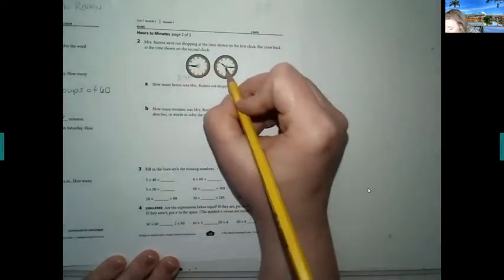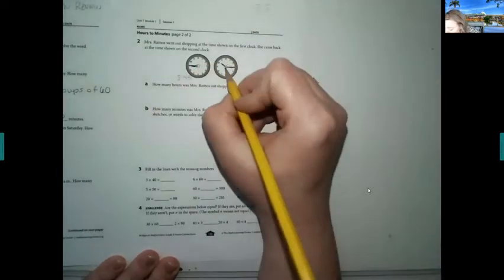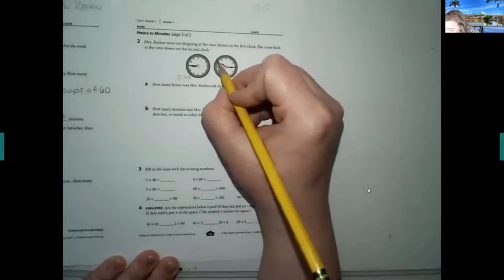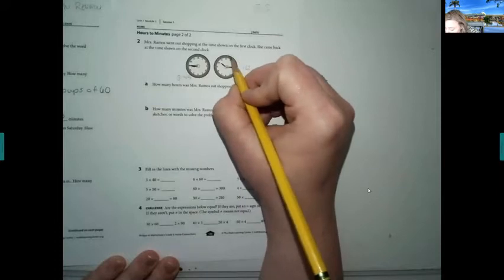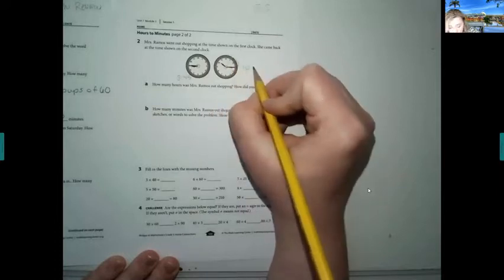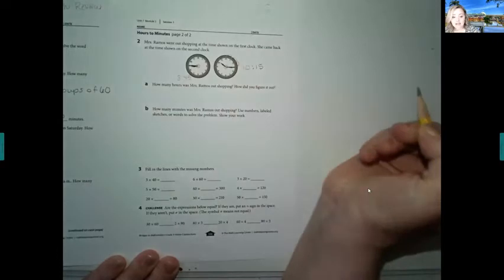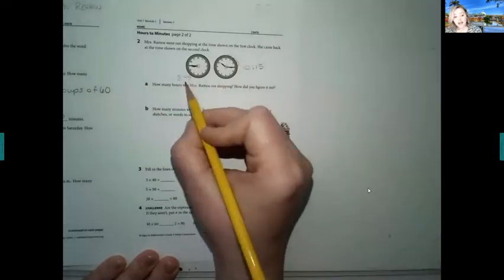And then we have the second clock here. We can look and we see this is in the 10 o'clock hour. And we can count by 5s, 5, 10, 15. So 10:15. So now we're going to use a number line to find the time between 8:45 and 10:15.